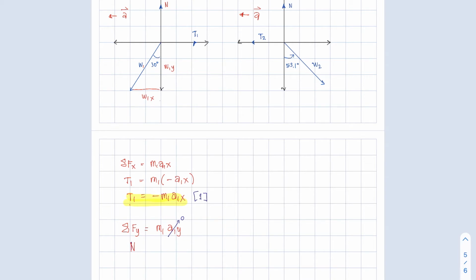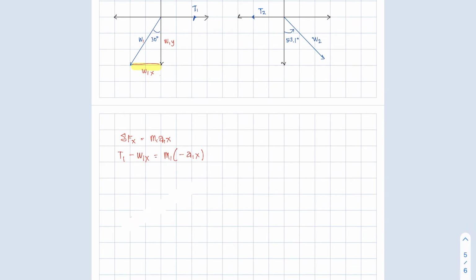And then, okay, yeah, sorry, I missed something here. My bad, class, I actually forgot the x component. So T1, it actually has another term, what's this? The x component of the weight, and since that is on the left-hand side of x, that will bear a negative sign. So we have T1 minus W1x equal to m1 and then again negative a1x. The negative implies that the acceleration is moving towards the left.